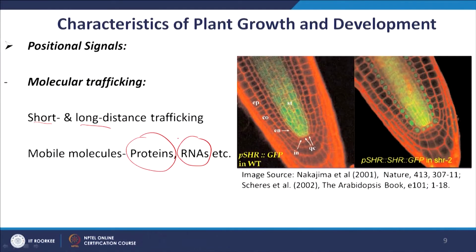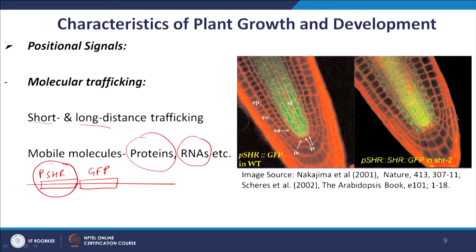How does this happen? If you take this example, this is a protein called SHORT ROOT. It is a very important transcription factor, and if you look at its expression pattern, here is the transcriptional fusion construct for short root, and here is the translational fusion construct. What do we mean by a transcriptional fusion construct? When you take the promoter of short root and put GFP downstream of it, so this is GFP and this is the short root promoter, what happens?